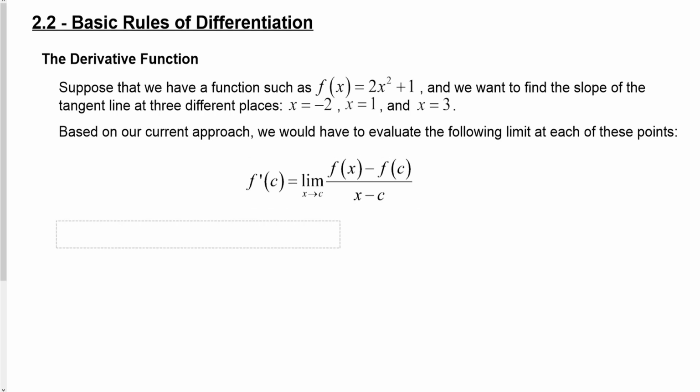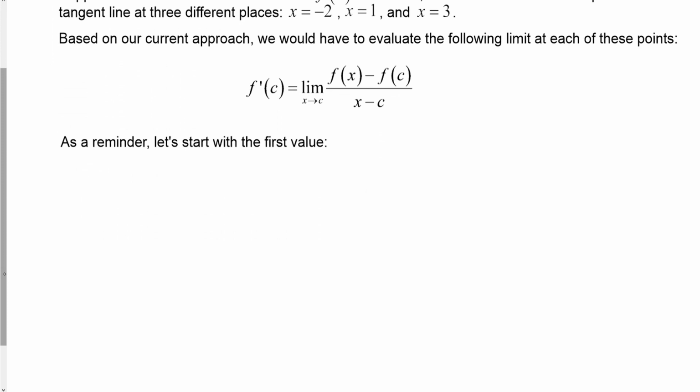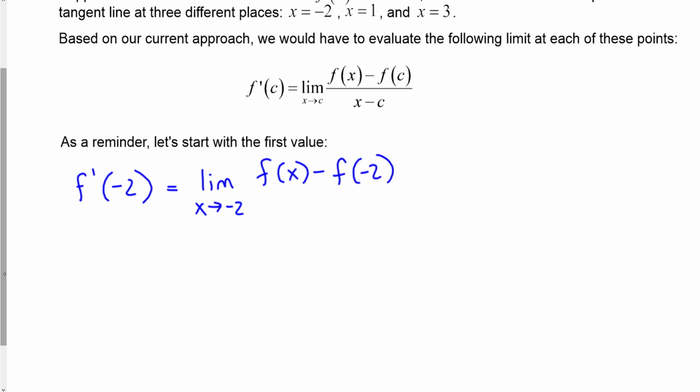Here's the limit that we were using. We could also use the one involving delta x's. But just to remind ourselves how that process works, let's do this starting with the first value. So if I have to determine the slope of the tangent line at -2, then I would be evaluating the limit as x approaches -2 of f of x minus f of -2 divided by x minus -2.